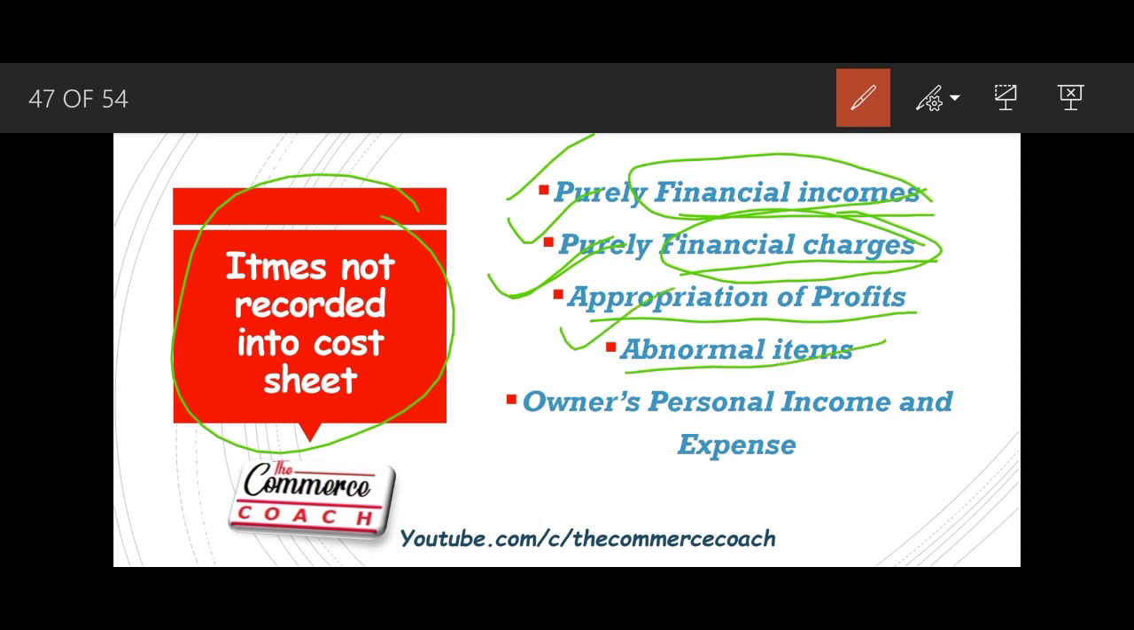Abnormal items. What are the abnormal items? We will see in a little time. Just focus on the categories now. Purely financial income we will exclude. Purely financial charges we will exclude. Appropriation of profit we will exclude. Abnormal items we will exclude. Owner's personal income and expenses we will exclude. Sir, everything has been excluded. Then what would be included in the cost sheet?